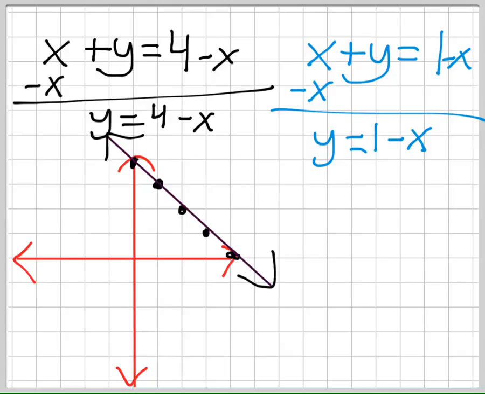For this one, it's at positive 1 on the y-axis, and it's going to be down 1 over 1. Down 1 over 1. Also downhill.